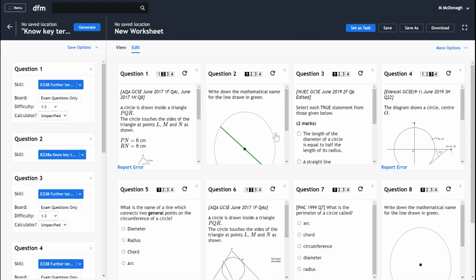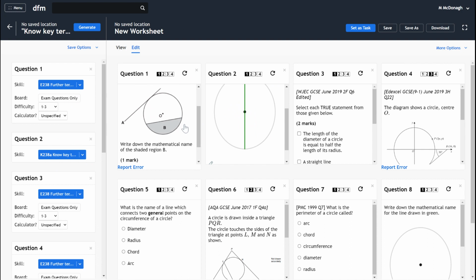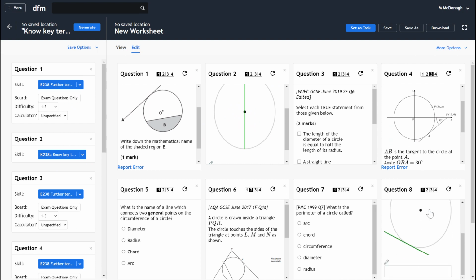Now, when we look at this, already I know that it's not as good. Question 2 looks like a closer match, because it's asking to identify a part of the circle, which is what question 2 was about. Question 1 hasn't been so good because, again, an exam question has been identified. But here we go: write down the mathematical name for the shaded region B. That's a lot closer to the original question we had. So same idea, you get the populated template and then you can just refresh and edit minimally as you need to.